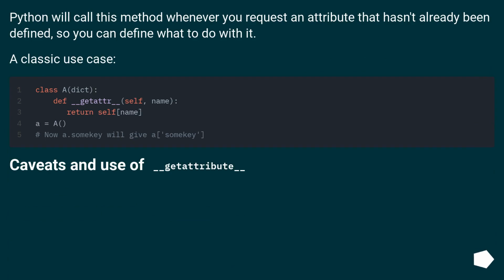Python will call this method whenever you request an attribute that hasn't already been defined, so you can define what to do with it. A classic use case.